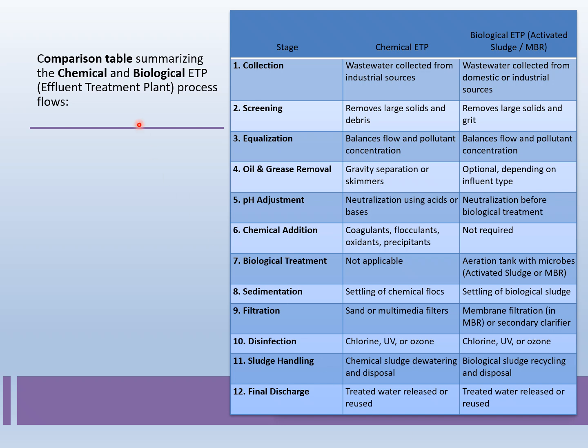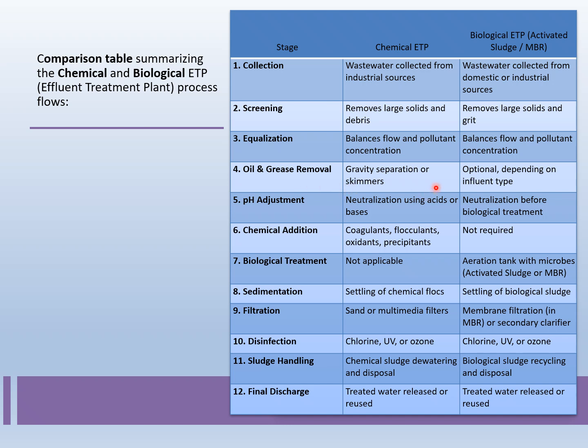If we summarize with a comparison table between chemical and biological ETP, this column is the chemical ETP and this one is biological. For collection, the difference is that wastewater is collected from an industrial source for chemical, while for biological it is collected from domestic or industrial sources. Screening removes large solids and debris, and large solids and grit. For equalization, chemical balances flow, pollutant, and concentration, and biological balances the flow and pollutant concentration.